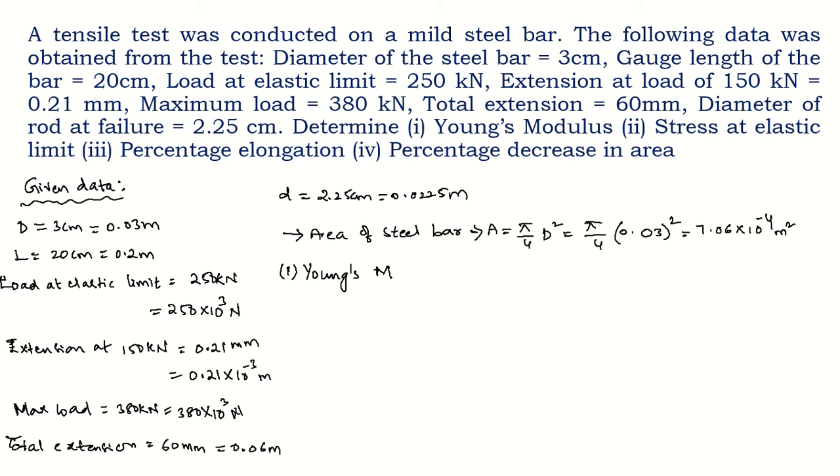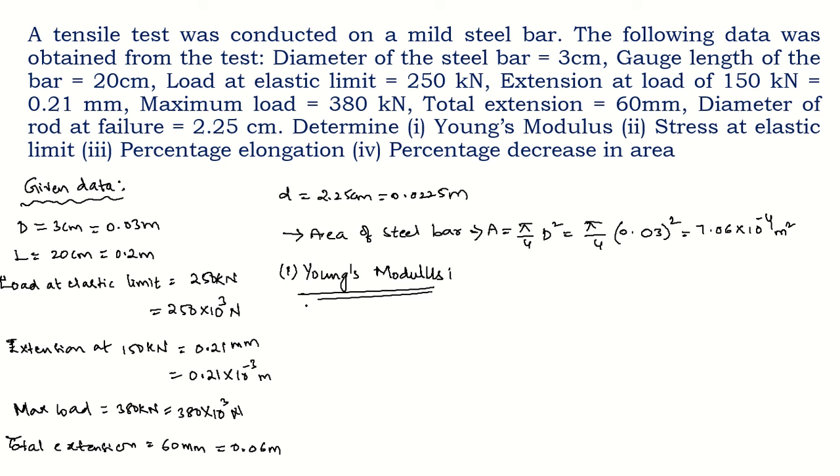So what is the basic formula for Young's modulus? We have Young's modulus is equal to stress by strain. To get Young's modulus, remember one point, the load at the elastic limit is given as 250 kilonewton, but the extension is not given to us to calculate the Young's modulus. But if you see, the extension at a load of 150 kilonewton is given, means indirectly at a load of 150 kilonewton the deformation is 0.21 mm. So from here, can we calculate Young's modulus?